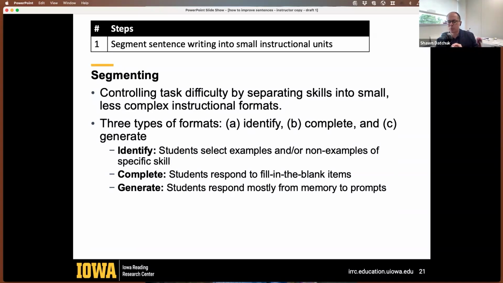In prior studies, we have usually used 3 types of formats: 1, identify, 2, complete, and 3, generate. Identify is where we present examples and non-examples of the specific skill, and students identify that's an example, that's not an example. The second is complete, where once students can do that identify step, they engage in instruction where they're asked to fill in the blank. One part of the skill is missing, and the student has to fill it in. Once students get proficient with that slice, they move on to the last slice of the skill, where we have students respond mostly from memory to the prompts.